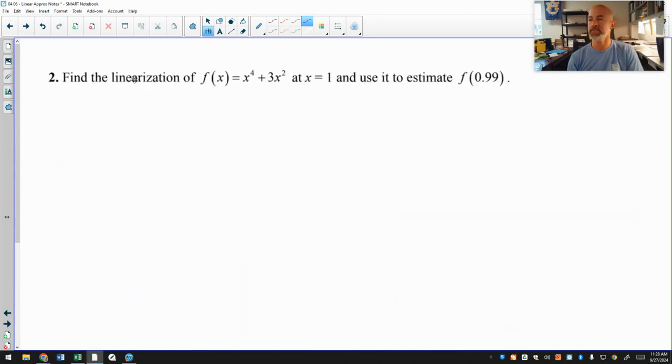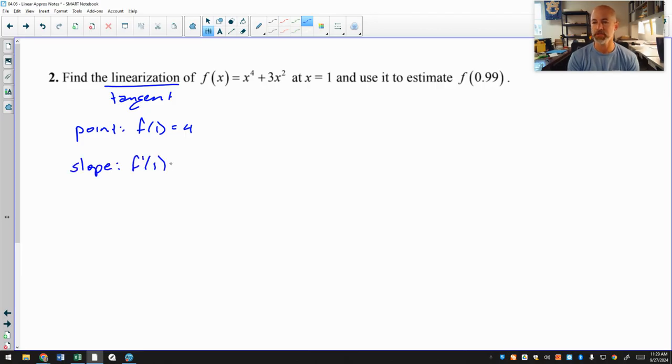Find the linearization of this function at 1. So that's another word for the tangent at x equals 1, and estimate this function value with that. So for my tangent, I would need a point. That would be f of 1, which would be 1 plus 3. That's 4. My slope would be f prime of 1. This is very much like the previous problem. I'll start by finding f prime of x, 4x cubed plus 6x. I guess I'll go ahead and finish this.